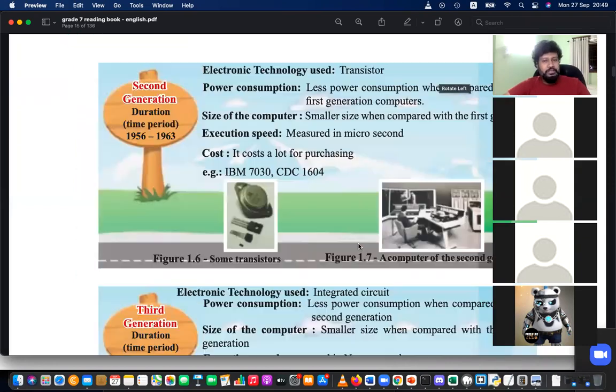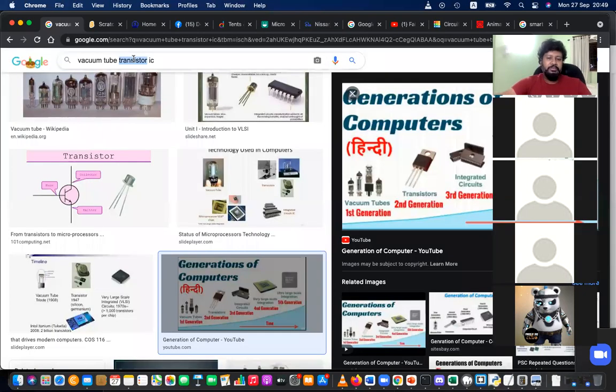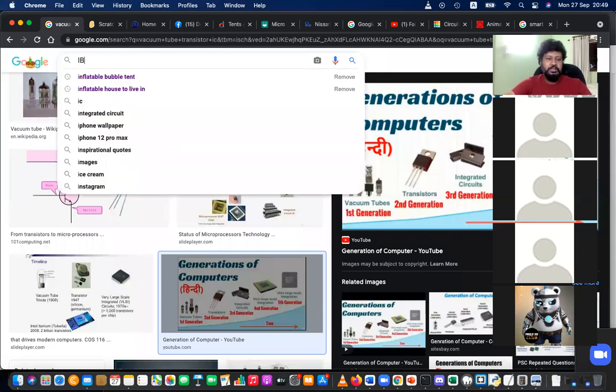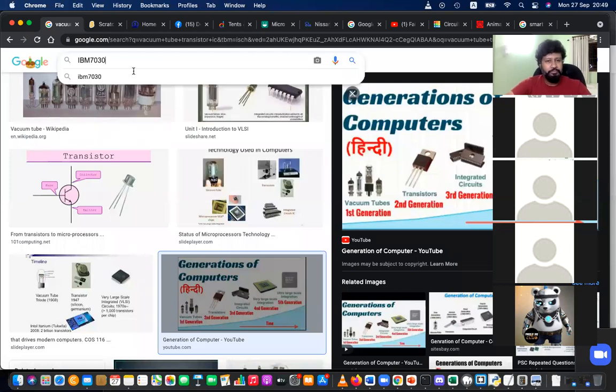But when it comes to the second generation, the computer size was smaller with the transistor, because a transistor is only a few millimeters, a very small unit. So with transistors, the size of the computer was reduced. This is like the IBM 7030 machine. Let me show you the actual image of the IBM, International Business Machines, 7030, and this is the machine.